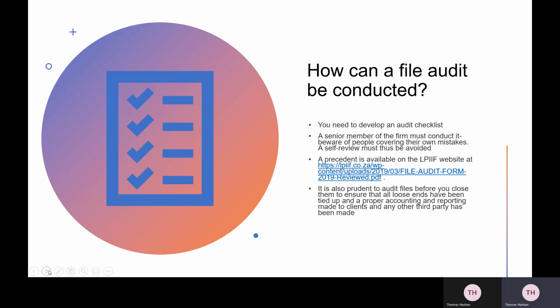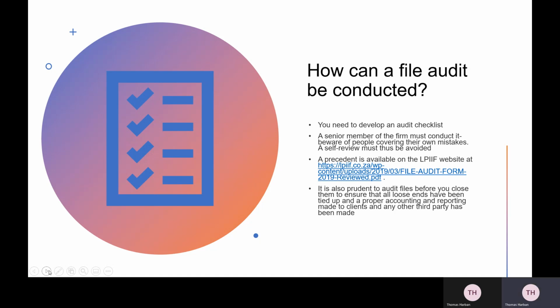And it's best to get a senior member of the firm to conduct the audit. If you have junior people or administrative staff doing it on their own, essentially you are asking them to do a self-review, and they may paper over cracks or hide certain information from you, which is crucial for you from a risk management perspective.